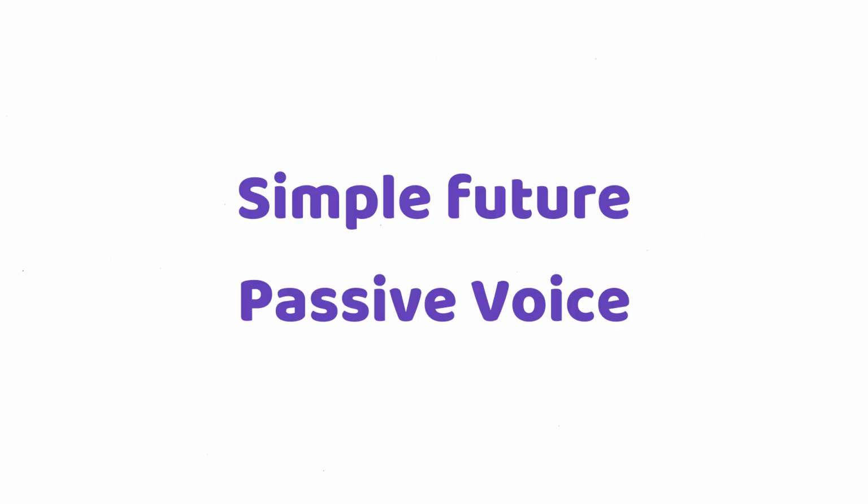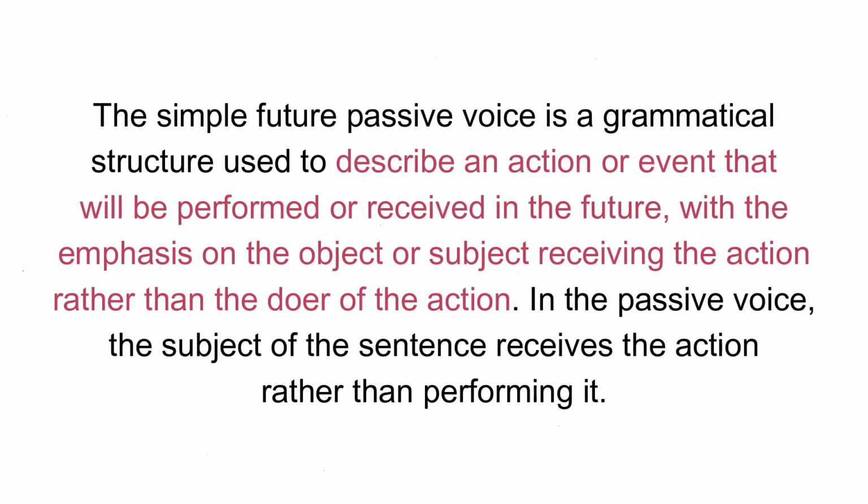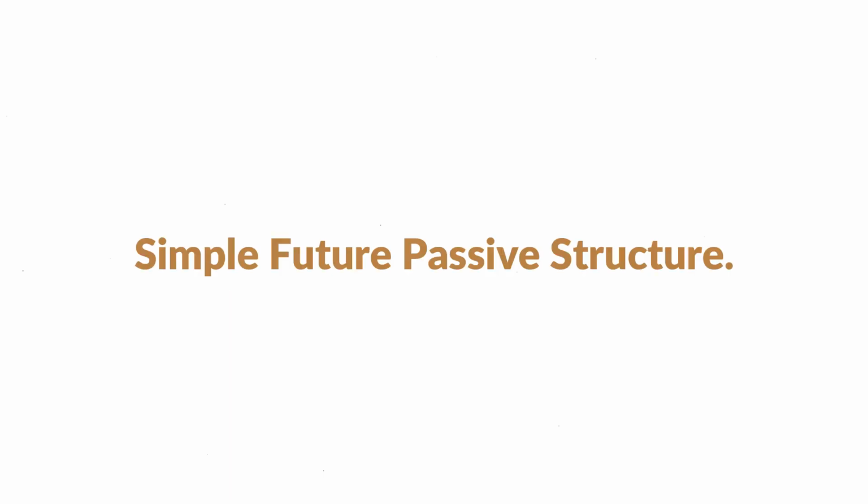Simple future passive voice. In the story you heard, my 25th birthday party will be thrown next Monday. The simple future passive voice is a grammatical structure used to describe an action or event that will be performed or received in the future, with the emphasis on the object or subject receiving the action rather than the doer of the action. In the passive voice, the subject of the sentence receives the action rather than performing it. Simple future passive voice structure.